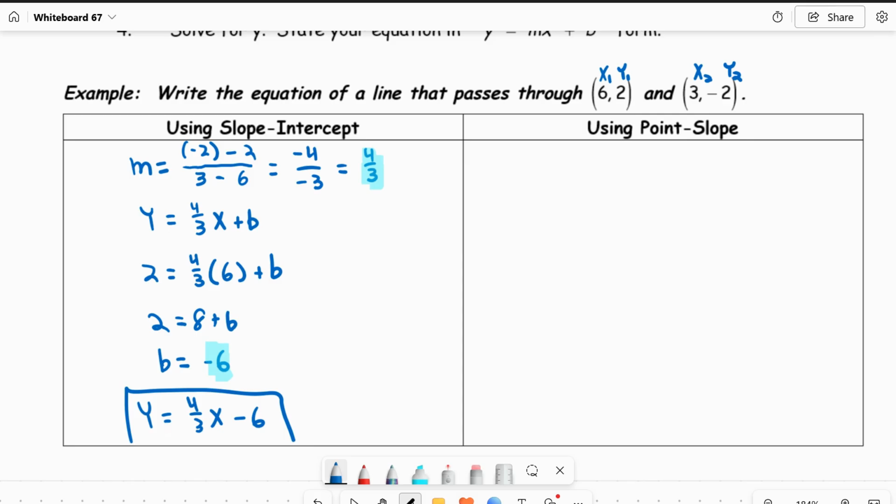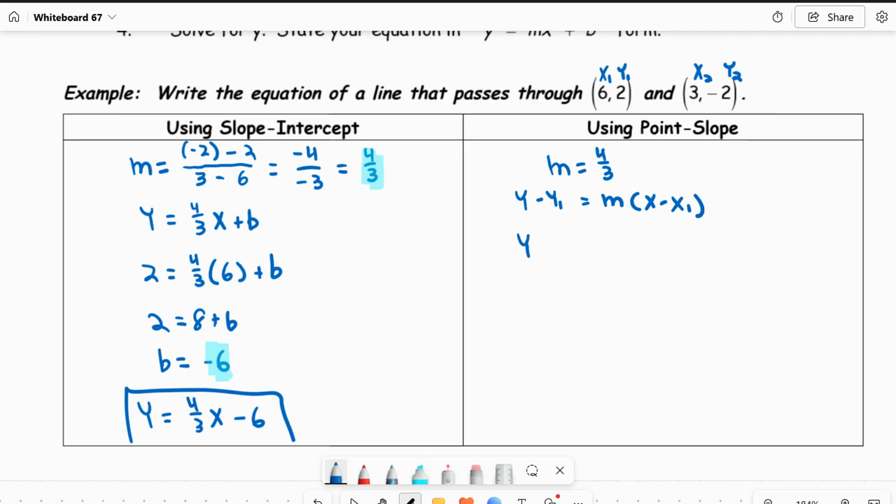Obviously we can do this using point-slope form as well. For point-slope form, we would once again calculate slope first. We already did that in the first example, so we'll just take it from there. But now, instead of using slope-intercept form, we can use point-slope form. Remember, point-slope form is y minus y1 equals m times x minus x1. So I'll plug in x1 and y1.